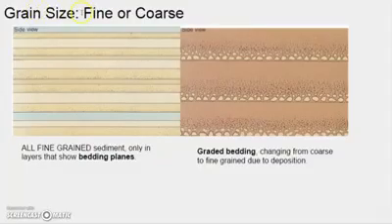Here we can look at grain size. We can call it fine or coarse. Fine is just simply small, right? We can't see with the naked eye. But these are all fine-grained layers. We can actually see very definitive bedding planes here.